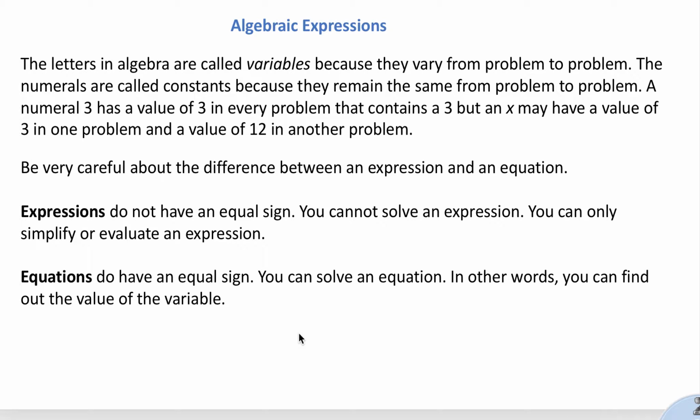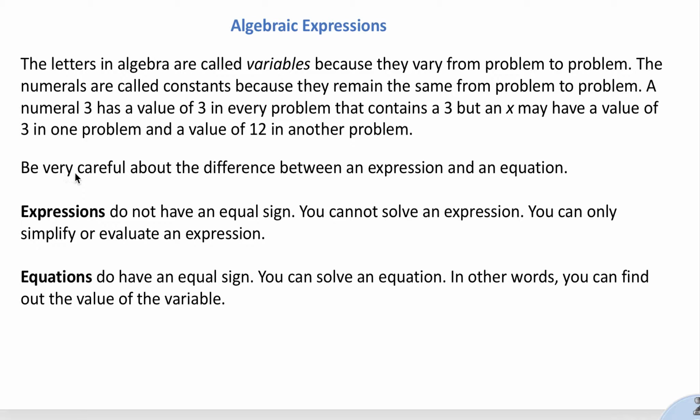Okay, algebraic expressions. The letters in algebra are called variables because they vary from problem to problem. The numerals are called constants because they remain the same from problem to problem. There's constant, right? A numeral 3 has a value of 3 in every problem that contains it. But an x might have a value of 3 in one problem and a value of 12 in another problem. It varies from problem to problem.